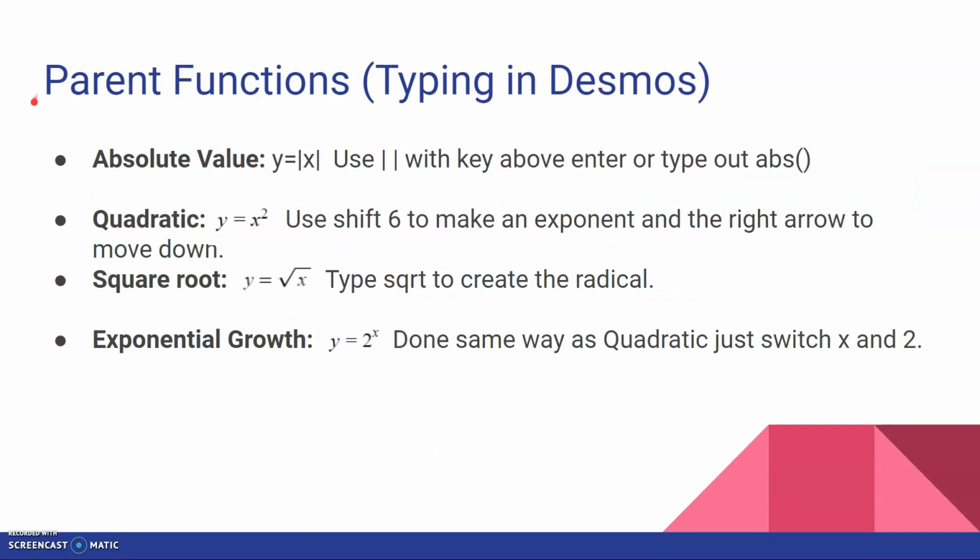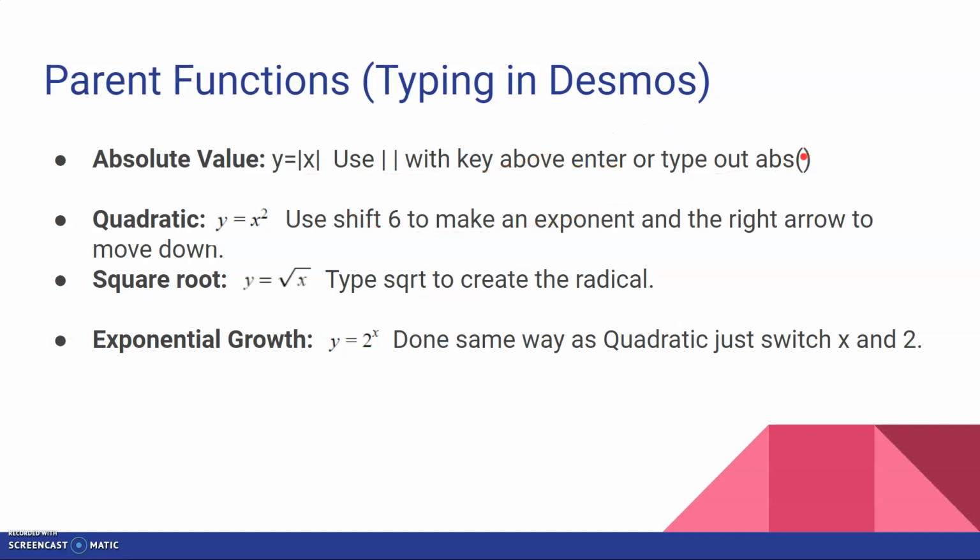Now, what I'm asking you guys to do for parent functions is not to simply be able to know what the picture is of them. If you do, that's great. But what I want you to be able to do is to open up Desmos during the test and be able to type these in. So we have the absolute value equation, which is y equals the absolute value of x. These little bars are the key right above the enter. I believe you do have to press shift and then that button to get those lines. Or you can also type out A, B, S and then put your x inside those parentheses.